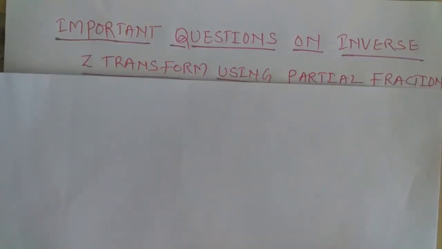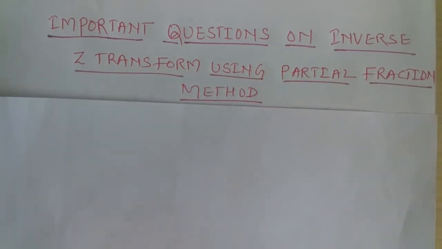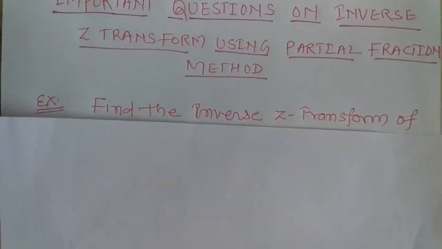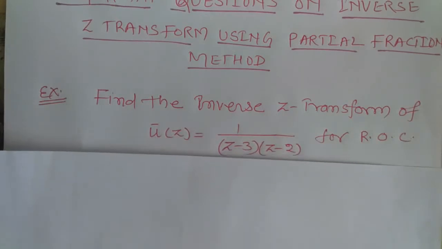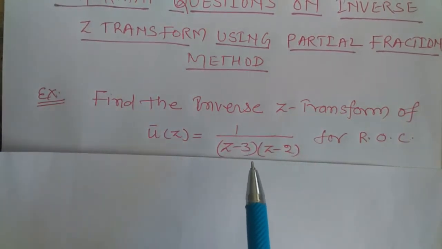Hello everyone, welcome again. In this video, I am going to discuss important questions for inverse Z transform using partial fraction method. So, our example is: find the inverse Z transform of U bar z equal to 1 upon (z minus 3) into (z minus 2).